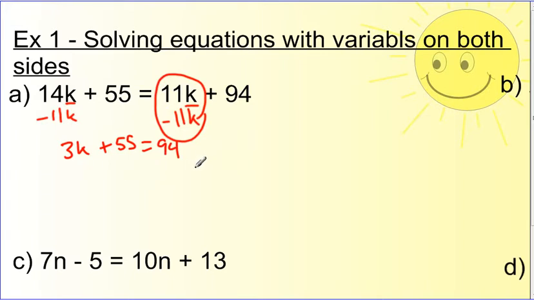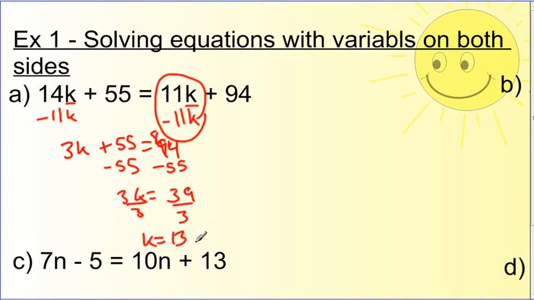And now, it's the same stuff we did in the last lesson. This is actually 2 lessons ago. This is just a 2-step. My variable's being multiplied by something and added by something. So you get rid of the add and subtract first, minus 55. We get 3k equals 39. Divide both sides by 3, and k equals 13.